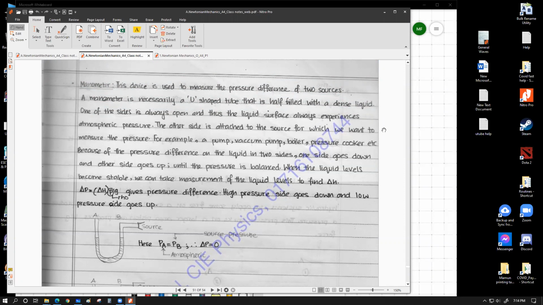A manometer is necessarily a U-shaped tube that is half filled with a dense liquid. One of the sides is always open, thus the liquid surface always experiences atmospheric pressure. The other side is attached to a source for which we want to measure the pressure. So যেটা মেজার প্রেশার করতে চাইবো সেটা এক পাশে লাগানো থাকবে, আর অন্য পাশটা সবসময় অ্যাটমসফিয়ারের সাথে ওপেন থাকবে। ওপেন সারফেসের প্রেশার সবসময় হচ্ছে অ্যাটমসফিয়ারিক প্রেশার, irrespective of level, it is always atmospheric pressure.